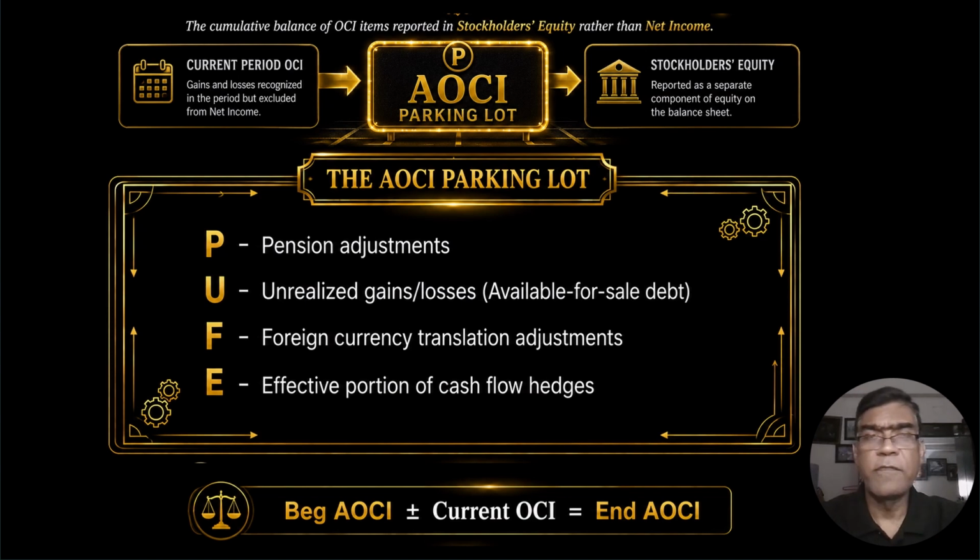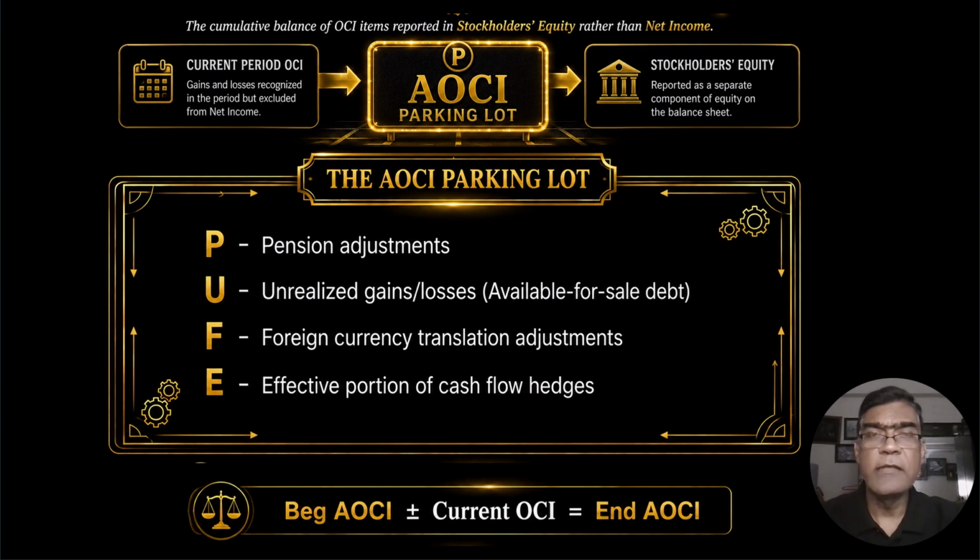The acronym PAF helps us remember the four key components. P stands for pension adjustment, U stands for unrealized gains or losses on available for sale debt securities, F stands for foreign currency translation adjustments, E stands for effective portion of cash flow hedge. Each of these items flow into AOCI until realized, at which point they move out and affect net income.